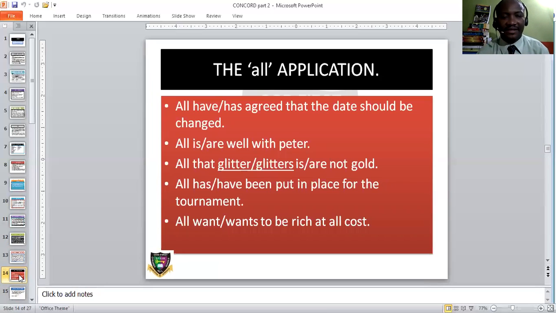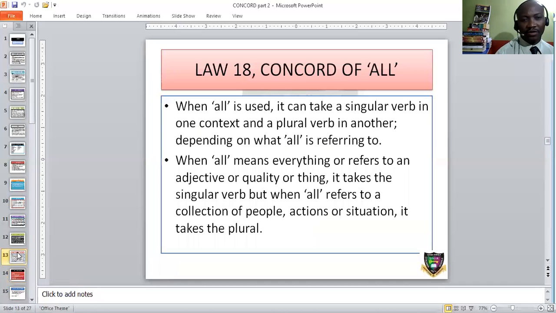Now all that glitters is not good. All, everything. But when you see a car, you see a house, you see bling bling, everything that glitters, singular, is not good. All has or have been put in place for the tournament. All, everything we need to do, have been put in place for the tournament. All wants to be rich at all costs. Every Dick and Harry. In that case, what we talk about is everybody, each person that makes up that group, wants to be rich at all costs.